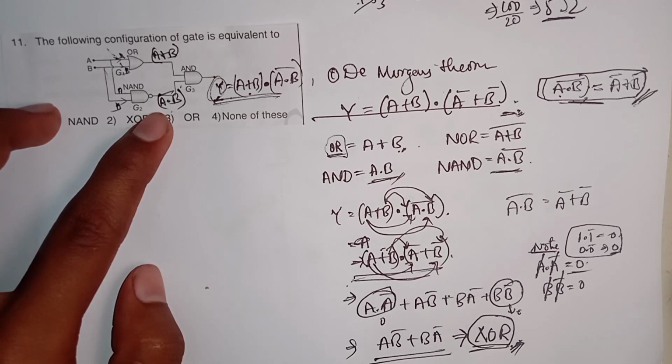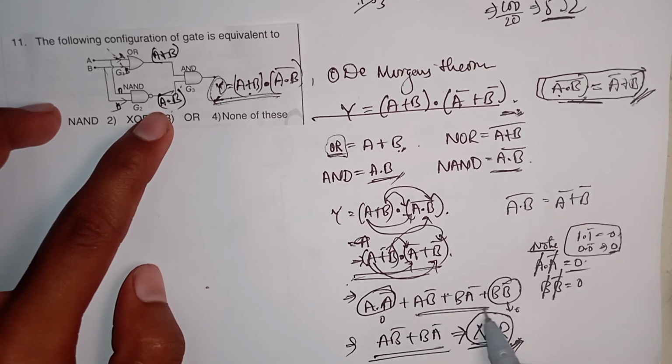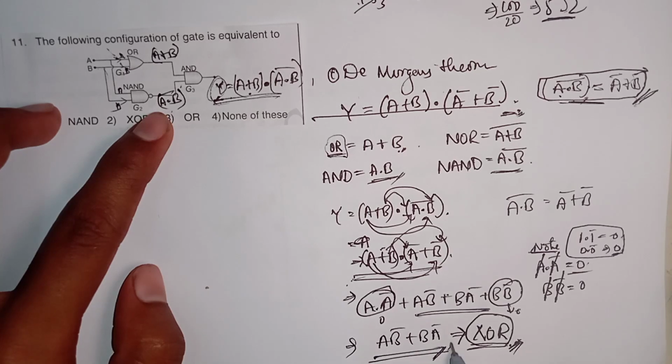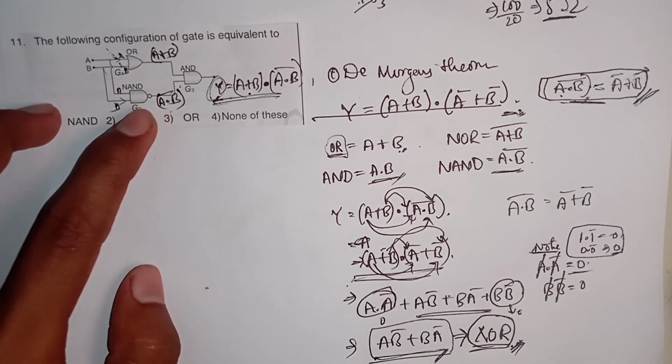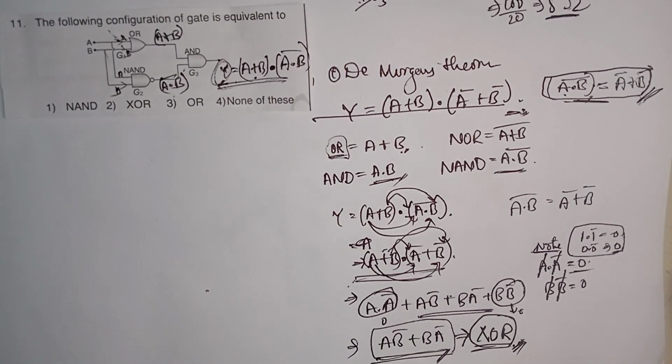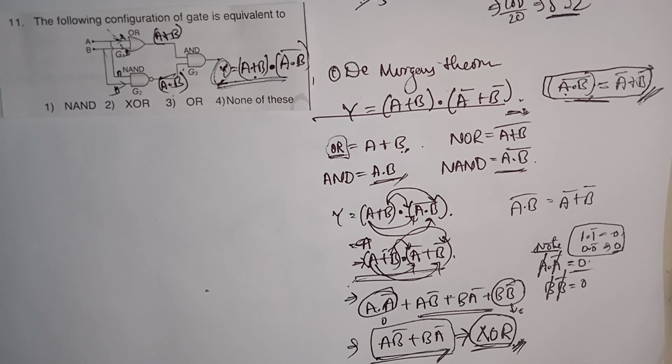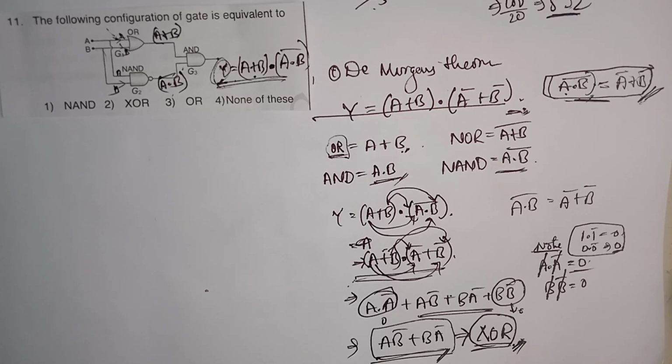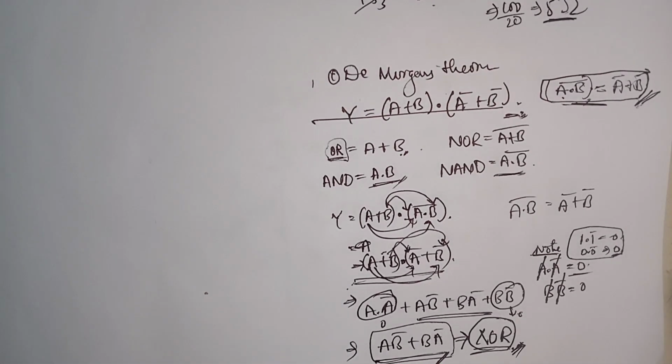After that, only these two remain. This expression is an XOR gate. Is it okay? Yes. We will go to the next question. Okay, we will be solving the next question.